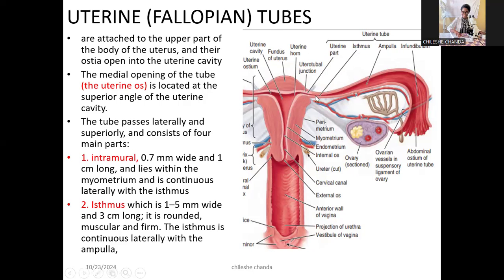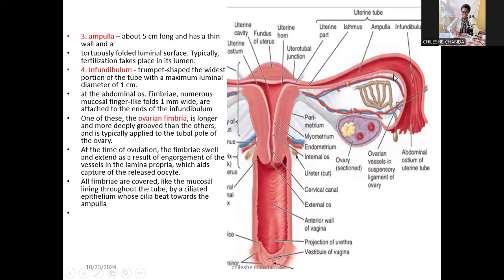It is continuous laterally with this other portion known as the isthmus. The isthmus is also just about 1.5 millimeters wide, not that much wider than the intramural part, and 3 centimeters long. It's surrounded by muscles, and it is firm. The isthmus is continuous laterally with the ampulla.